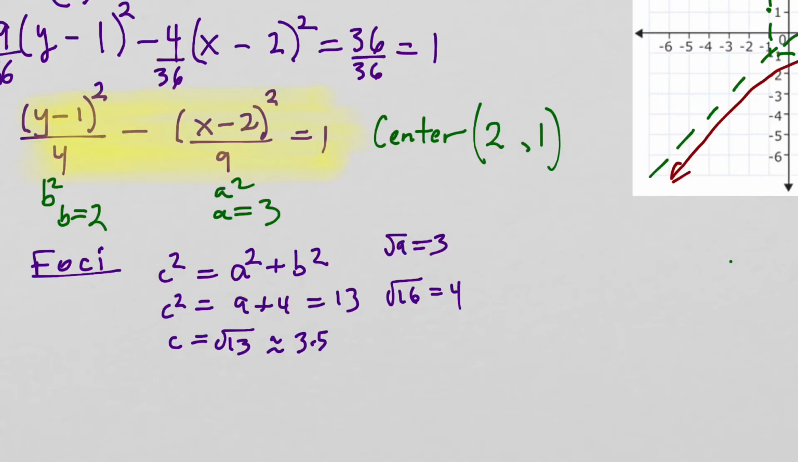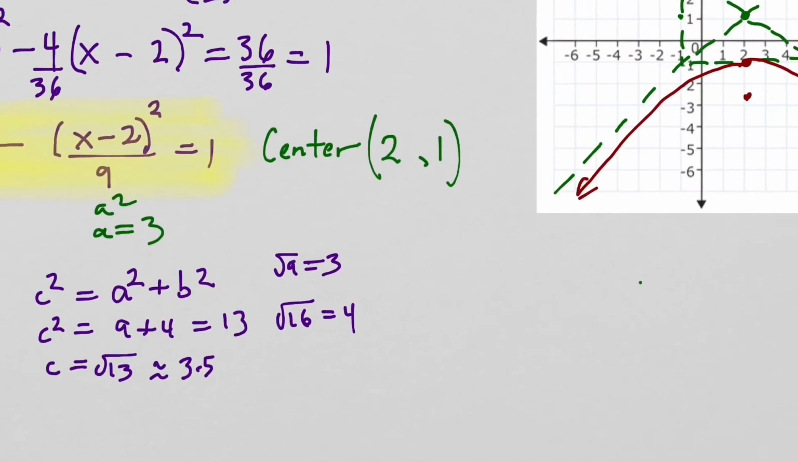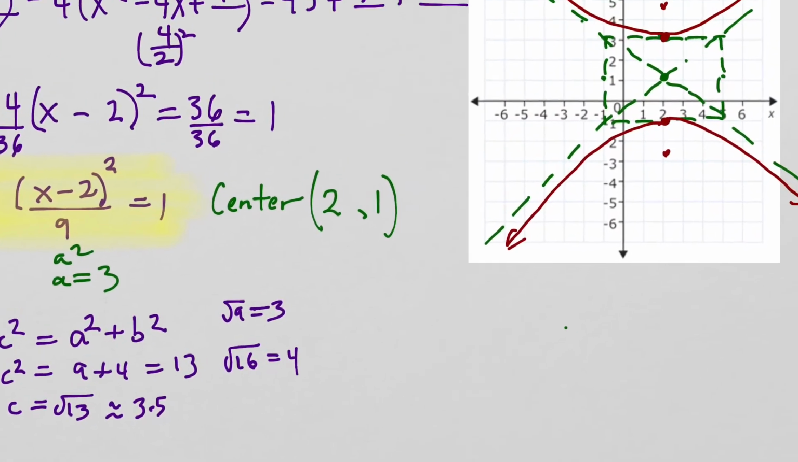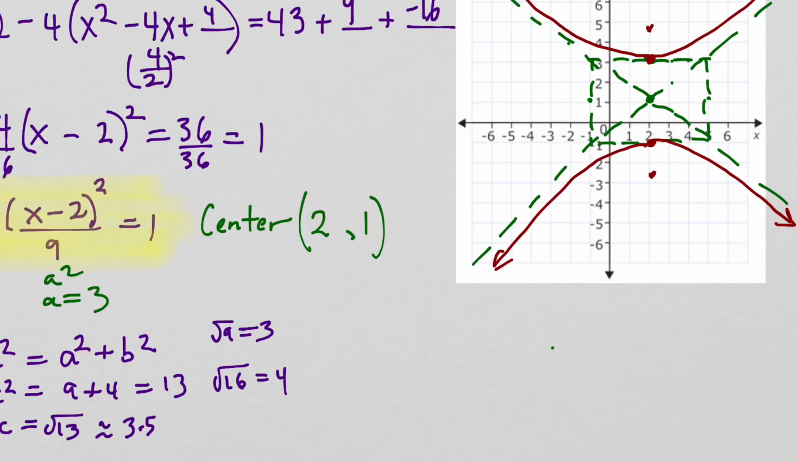So you count from the center approximately 3.5 units. So from the center, 1, 2, 3.5. So it's pretty close to where I want it there. So this is one of the foci. And then in the other direction from the center, 1, 2, 3.5. So roughly right there, in line, as you can see, with the x-coordinate of the center. So these three will be in line here.